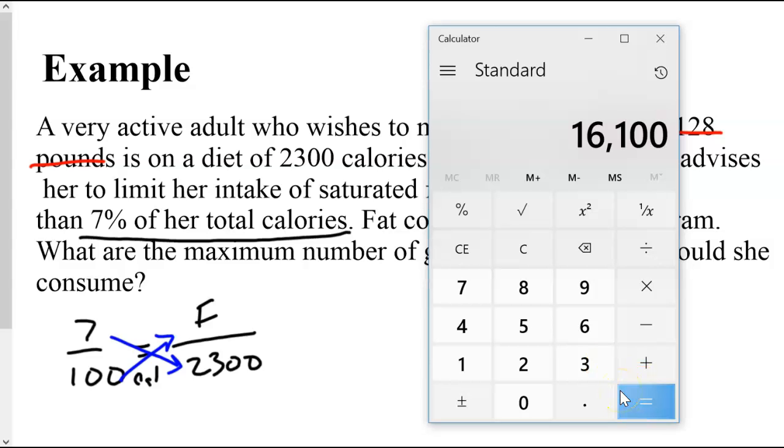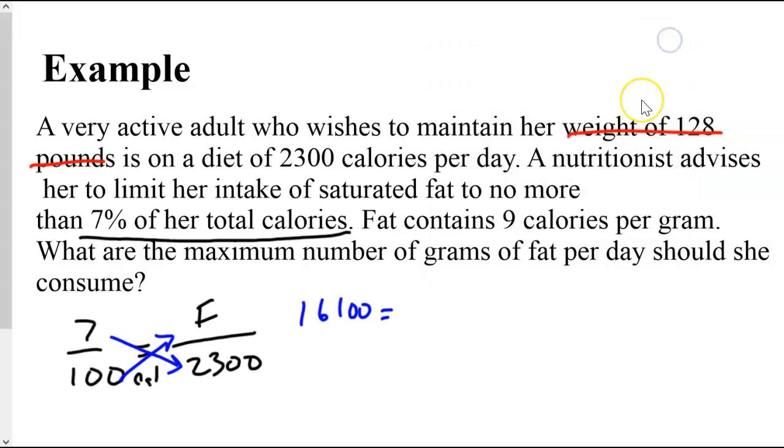And so 16,100 equals 100F. And so with this, we're going to go ahead, and what we do to one side, we have to do to the other. If this doesn't look familiar, then please make sure to go back and watch the video from last week. So those will cancel out.